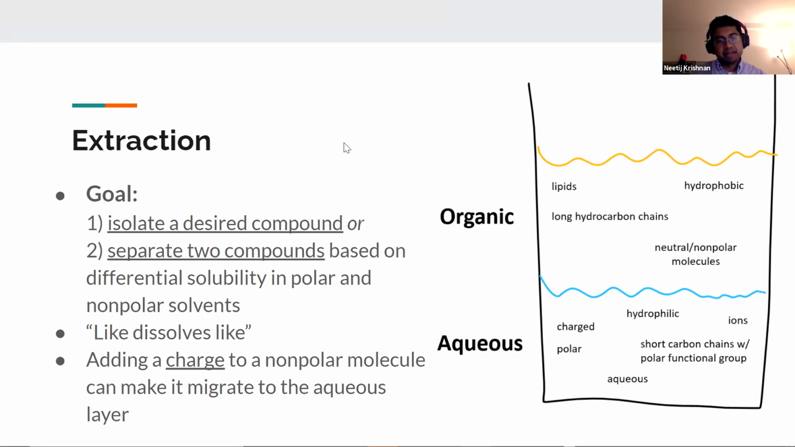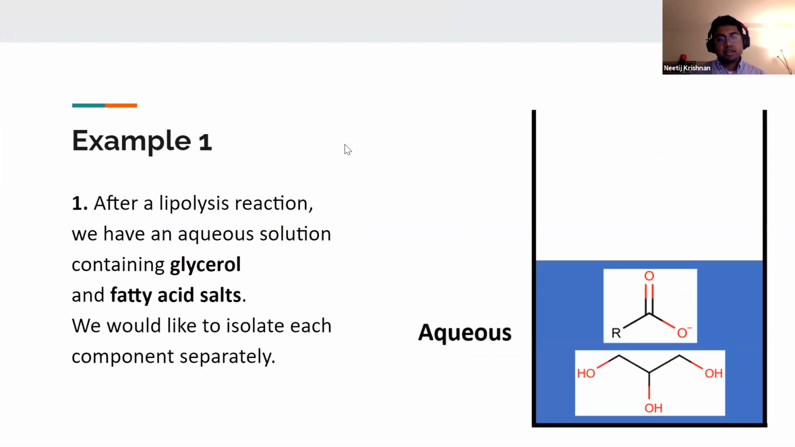So let's look at a basic example here. Let's say that we ran a lipolysis reaction, which is a fancy way of saying you take a triglyceride and break it down into fatty acids and glycerol. So we're looking at an aqueous layer that contains glycerol and fatty acid salts. That's going to be the ionic form of the carboxylic acid group on the fatty acid, and R in this case is just a long carbon chain of 10 or more carbons.